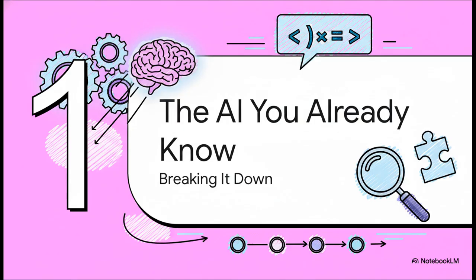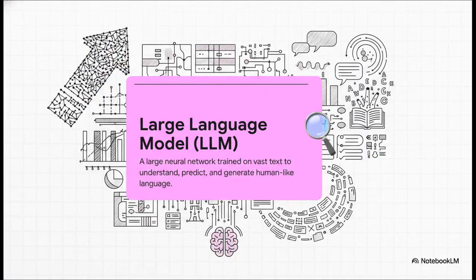Let's start by just breaking down the name itself. Okay, large language model, or LLM. Each of those words tells us something important. Large refers to the sheer scale of these things. We're talking billions, sometimes even trillions of parameters. Language is its whole world. It's built to process and generate human text. And model points to its underlying structure, which is often something called a transformer architecture. Now, that's just a fancy way of saying it's a system that is incredibly good at understanding context and the relationships between words in a sentence.